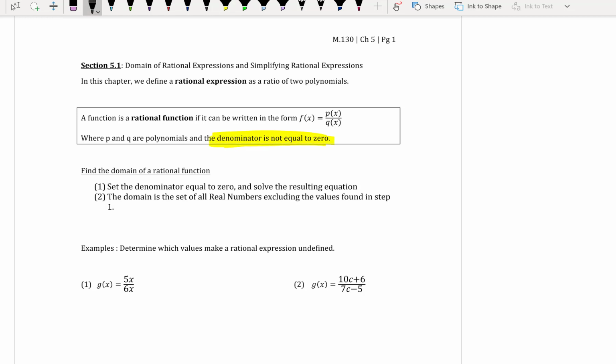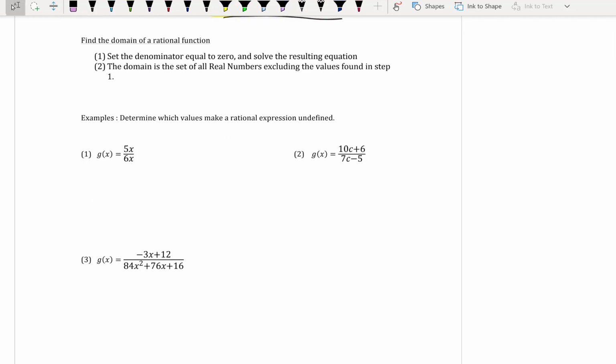For example, if I just look at 5 divided by 0, this is undefined. And the reason that's undefined is because the denominator is equal to 0. That can't happen. If you try to put this into your calculator, it says error, right? This is not good. So instead, we say this is the value for which it is undefined. So let's look at these examples.